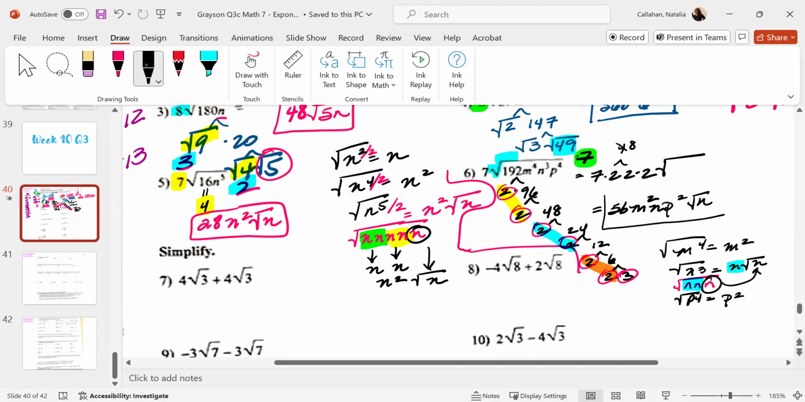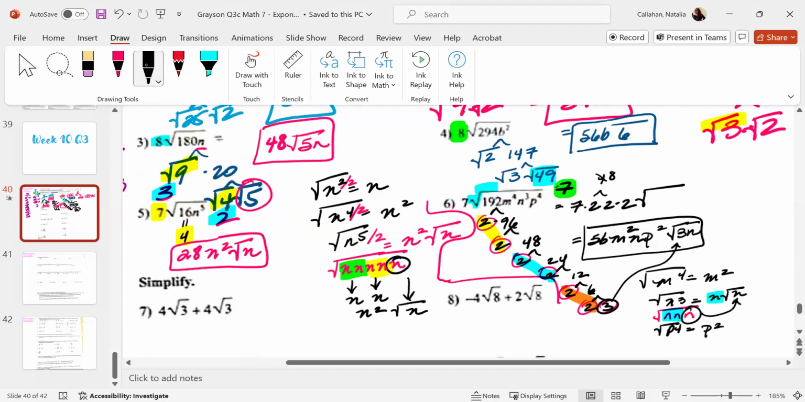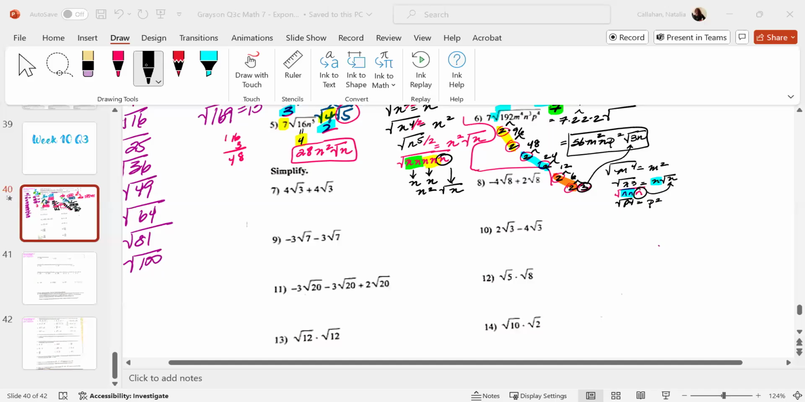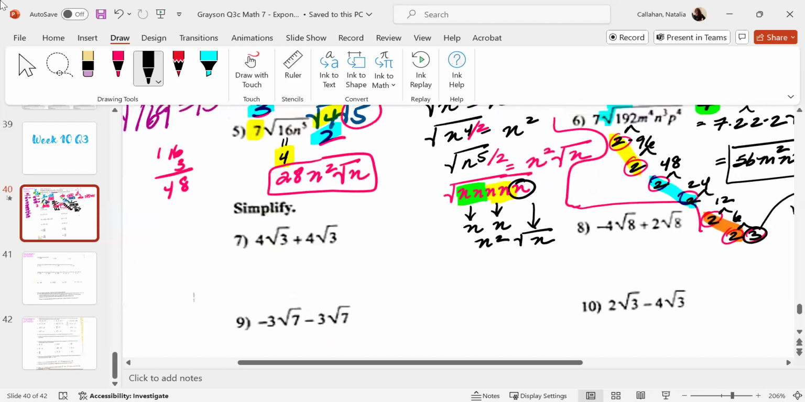This right here is your answer, but I'm missing something. You see the 3 right here? That still needs to go back inside there. Forgot that. Do you see that? That's your answer. Okay, I'm going to pause this right now. I want you to take a moment. All right, so that's how you simplify radicals, okay?